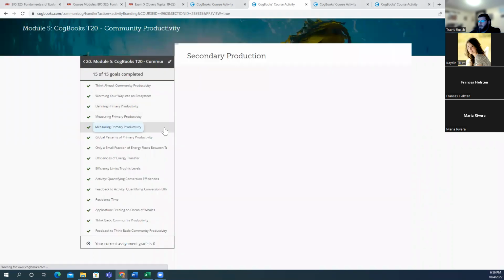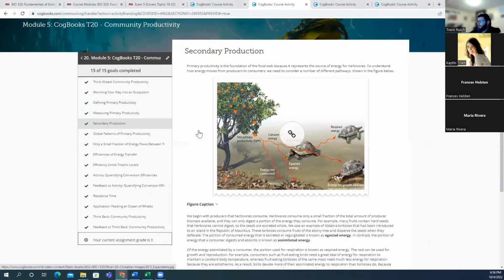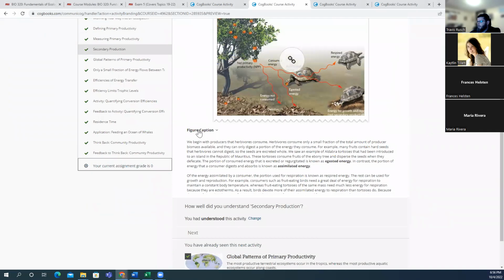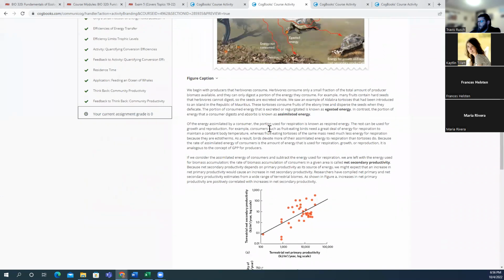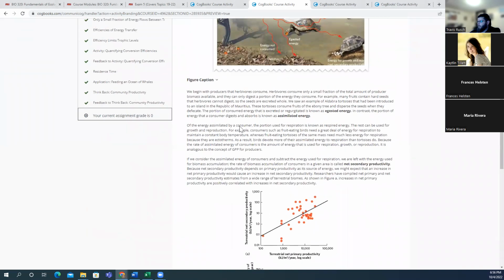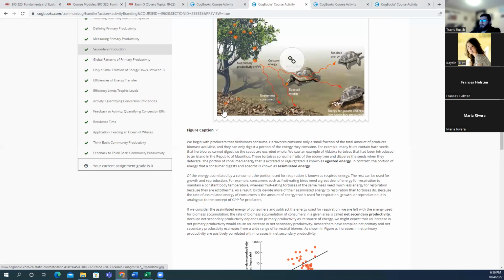Is there anything in secondary? No, secondary is just talking about adjusted and assimilated energy, which we've talked about. So there's no equation with secondary production.